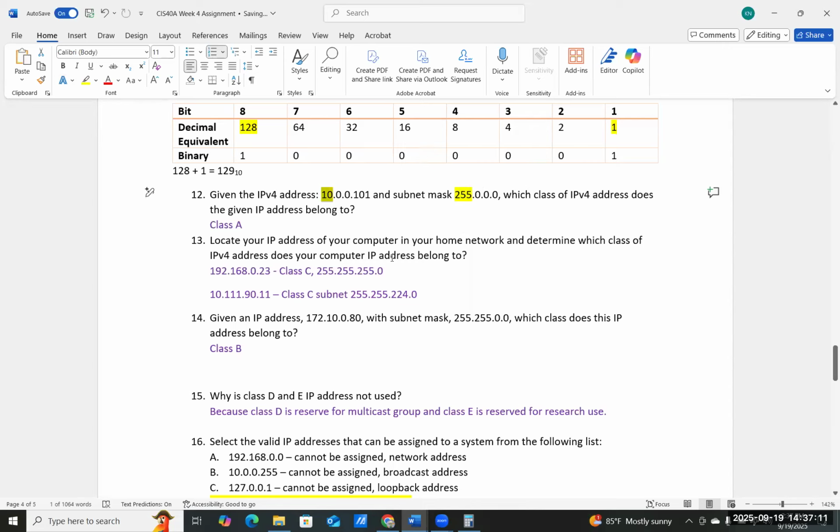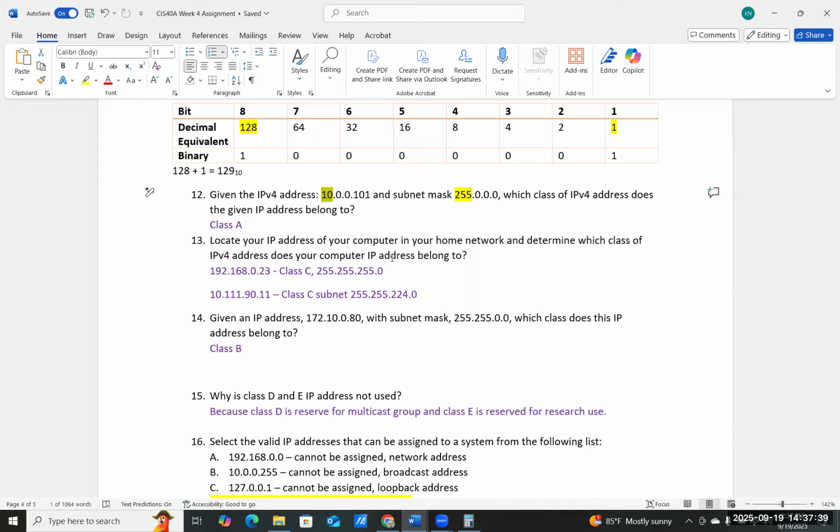How do I know it's a class A? It's between 1 and 126. 10 is in that range, right? And the subnet mask for A by default is 255.0.0.0. So I know it's a class A address. And this is important before you subnet: you have to think about the default class of your IP address to start with.